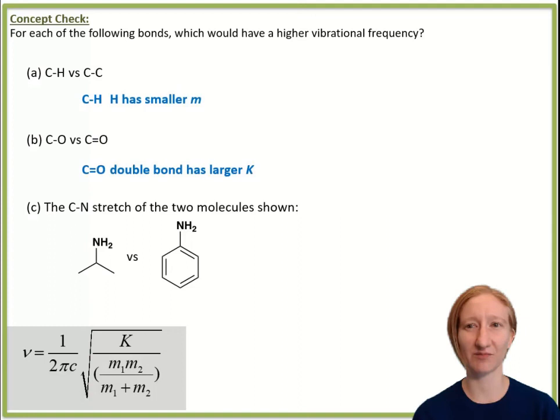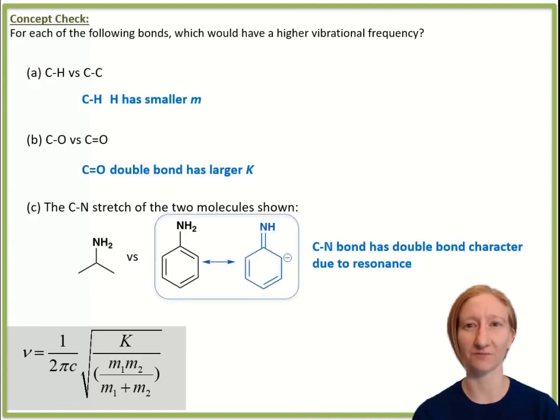Finally, in the last case, we're comparing the carbon-nitrogen single bond stretches in these two different molecules. The bond is the same, so we need to look elsewhere in the molecule for the difference. And the big difference here is resonance. In the structure on the right, I can draw resonance structures using the lone pair of electrons on the nitrogen, and I can resonate them through the aromatic ring. In these resonance structures, the carbon-nitrogen bond has double bond character, and so we would predict the structure on the right to have the stronger carbon-nitrogen bond due to that partial double bond character, and so it will have the higher vibrational frequency.